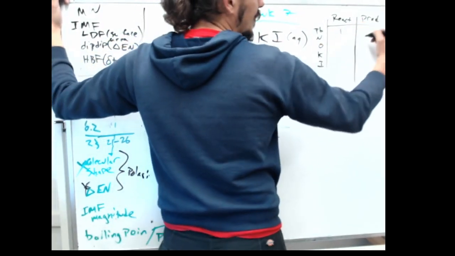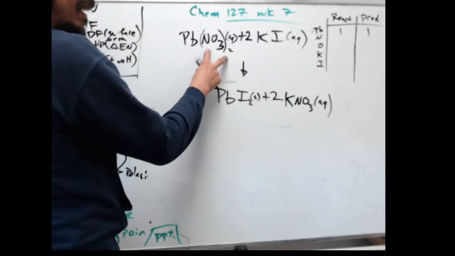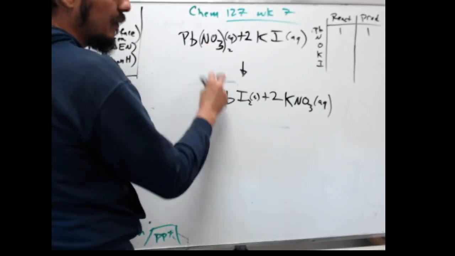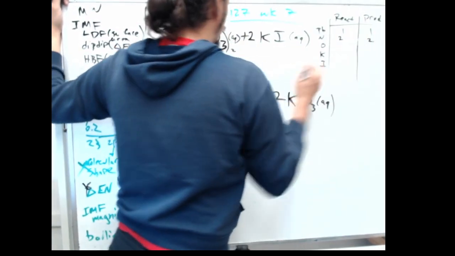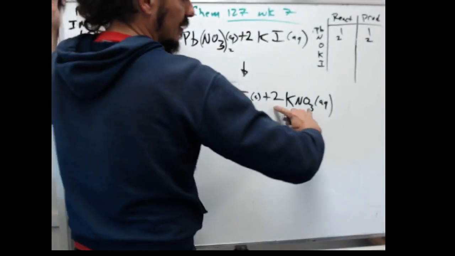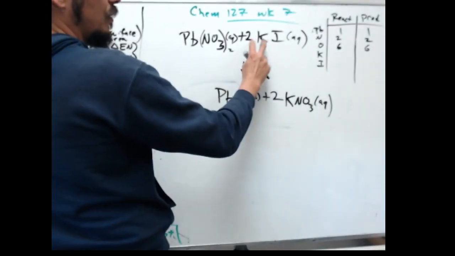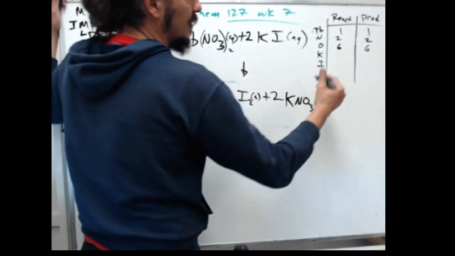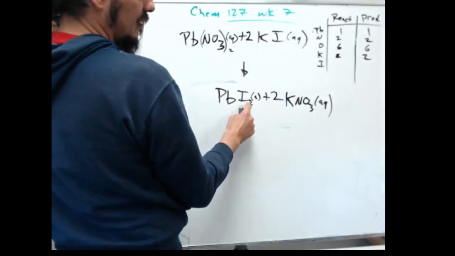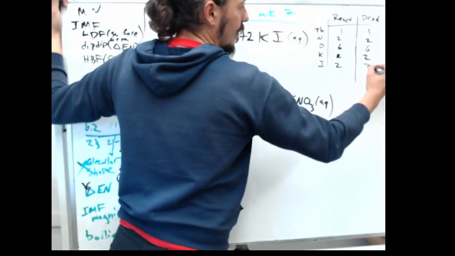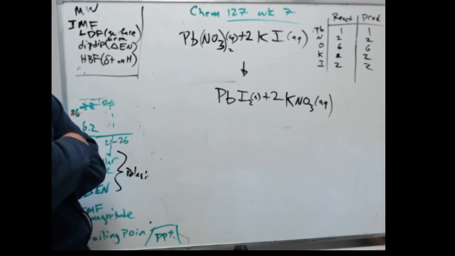Lead is easy. I've got 1 in my reactants, 1 in my products. Great. My nitrogen, I've got 2 NO3s here, so that's going to give me 2 nitrates. I've got 2 NO3s here, so that gives me 2 nitrogens in my nitrates. I've got 6 oxygens, 6 oxygens. Potassium, 2 potassiums, 2 potassiums. Iodide, 2 iodides, 2 iodides. Same number of things from my reactants to my products.